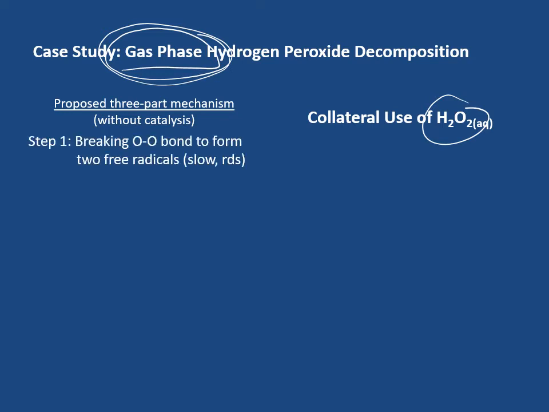So step 1. I can do this side by side, which will be a little more efficient. The O-O bond in hydrogen peroxide breaks in half. It splits down the middle. Here's the electron dot structure for hydrogen peroxide. This is a fairly unstable bond in the middle, a pretty weak bond. It will break in half.